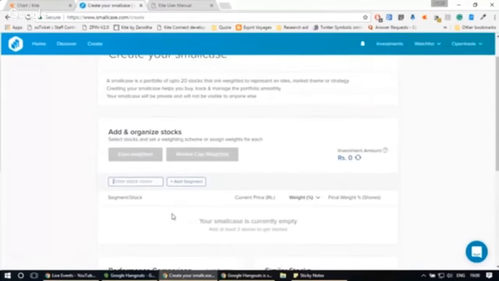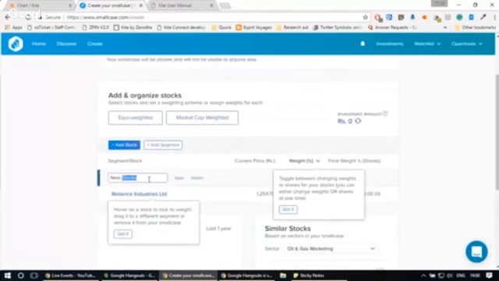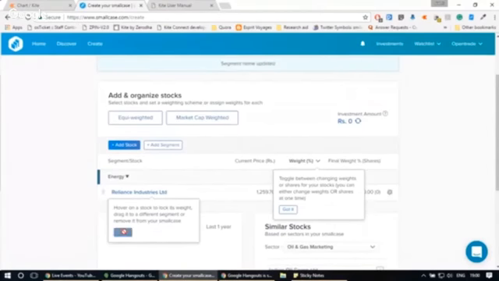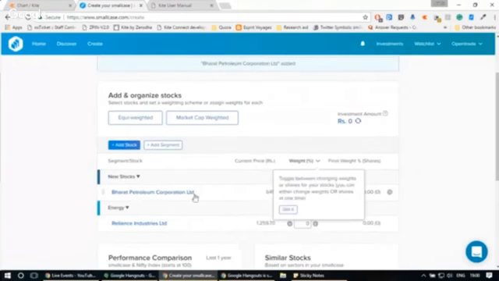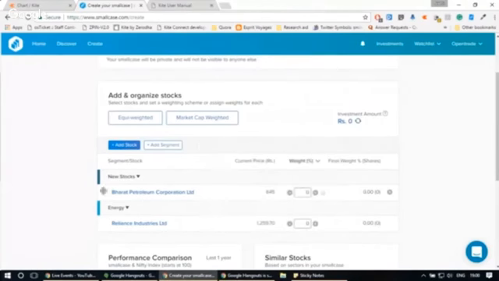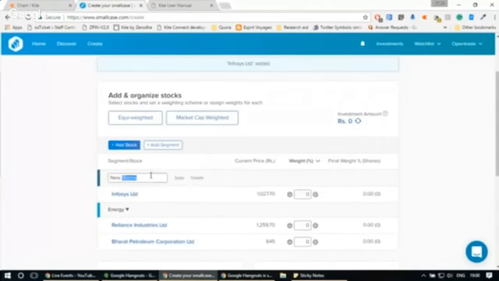Add a stock. Let's say I want to add Reliance. Reliance over here. And I edit this to, let's say, energy. So now I add another stock, say BPCL over here, and I move the stock into the energy segment again. So I want to add another stock like Infy, right? I add Infy over here. And let's say this is the IT sector, I call it.